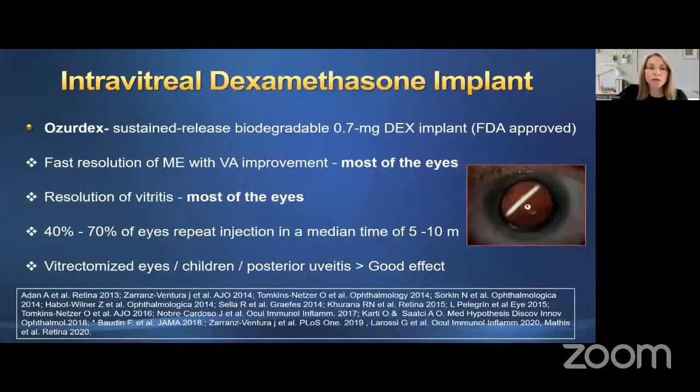Another option is using the intravitreal dexamethasone implant, and it is a very good option for eyes with vitritis and with macular edema. However, in up to 17% of the eyes, there may be a need for repeat injection in a median time of 5 to 10 months. It is also a good option for vitrectomized eyes and for children with posterior segment uveitis, and in cases of posterior uveitis as bridging treatment.